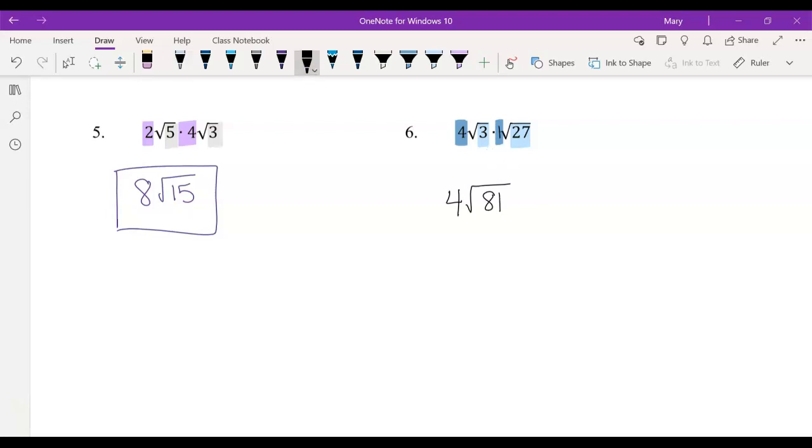Now this one is one where the square root of 81, we know this already, the square root of 81 is 9. So this problem is really saying 4 times the square root of 81, which is 4 times 9. So this is one of the weird ones where you have no radical in your final answer because your square root was a perfect square. So instead we do 4 times 9 to get 36.